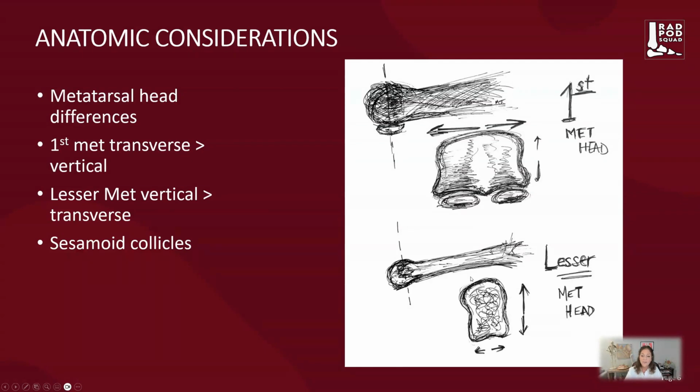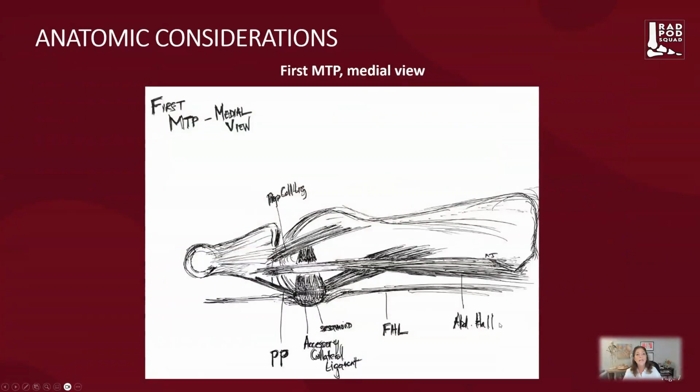Looking at the lesser metatarsals, these are responsible for a great amount of load transfer. So they're taller rather than wider. Furthermore, looking at the first MTP joint, we have a sesamoid apparatus that is invested by the accessory collateral ligament. And that's different from the lesser metatarsals, which is the bulk of our conversation today.